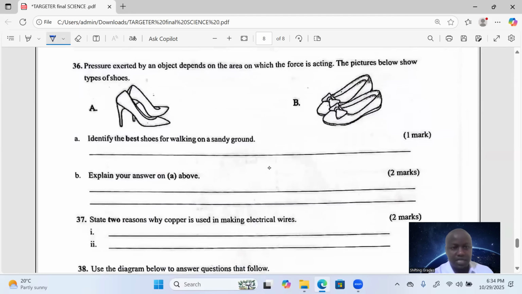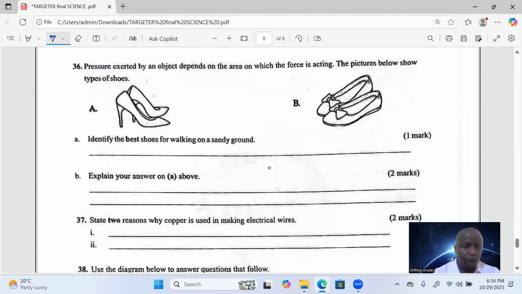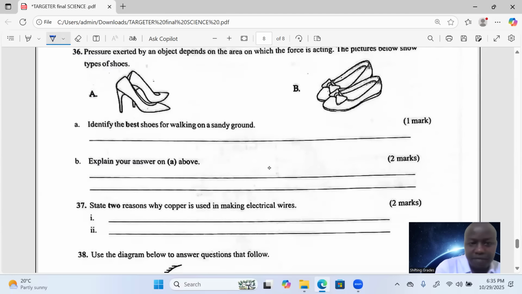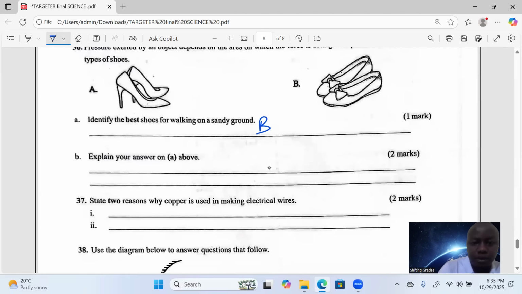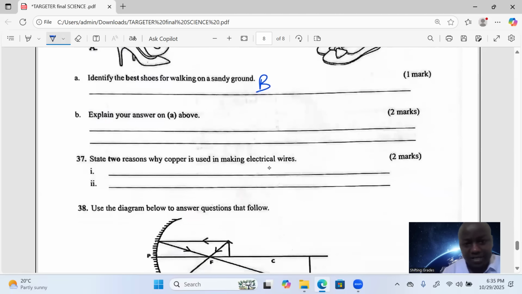differences. Let's check 36. Now, pressure exerted by an object depends on the area on which the force is acting. The picture below shows types of shoes: high heels and flat shoes in part B. Identify the best shoe for walking on a sandy ground. That should be type B. Explain your answer.